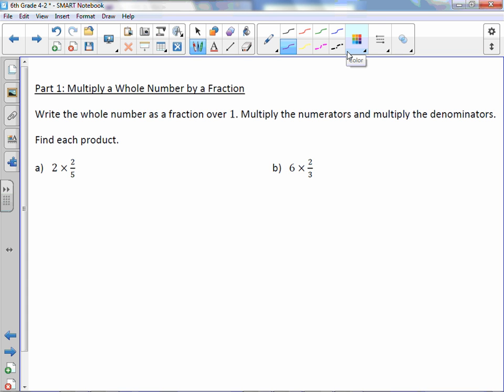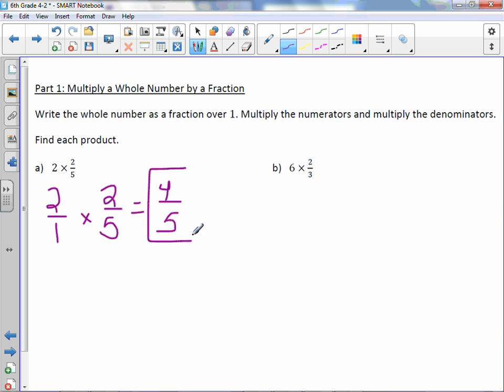Write the whole number as a fraction over 1, multiply the numerators, and multiply the denominators. And of course, remember to always reduce or change back into a mixed number. So for letter A, we're going to put 2 over 1 and multiply it by 2/5. Multiply your numerators. 2 times 2 is 4. And your denominators. 1 times 5 is 5. This cannot be reduced, so 4/5 is your product.